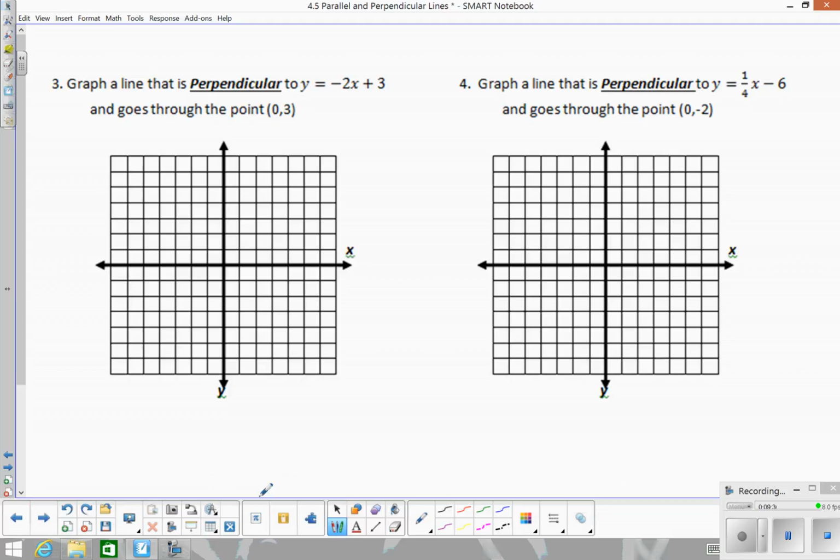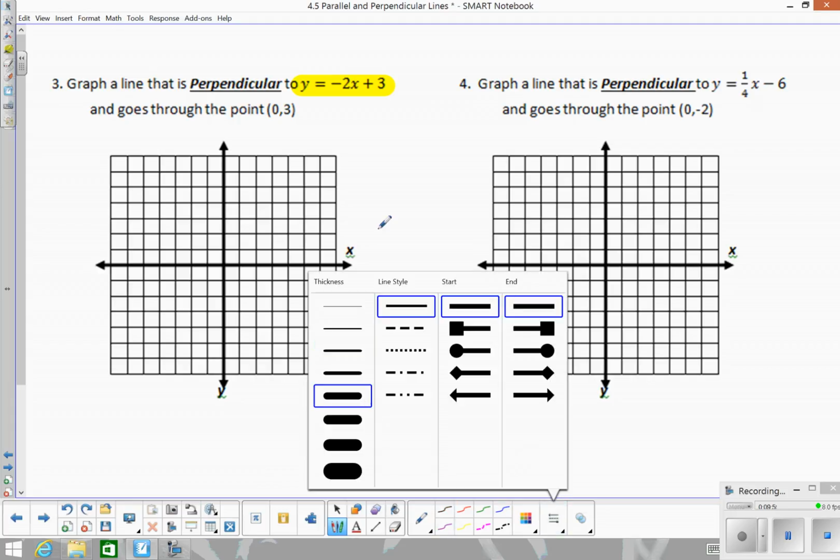Okay, awesome. So now I'm going to construct a line that's perpendicular. This is going to be very similar, but I'm not going to use the same slope when I plot the second line. I'm going to use the perpendicular slope. So same thing. If I'm given a line, I'm going to want to graph that line. So graph the given line, which is y equals negative 2x plus 3, in black.